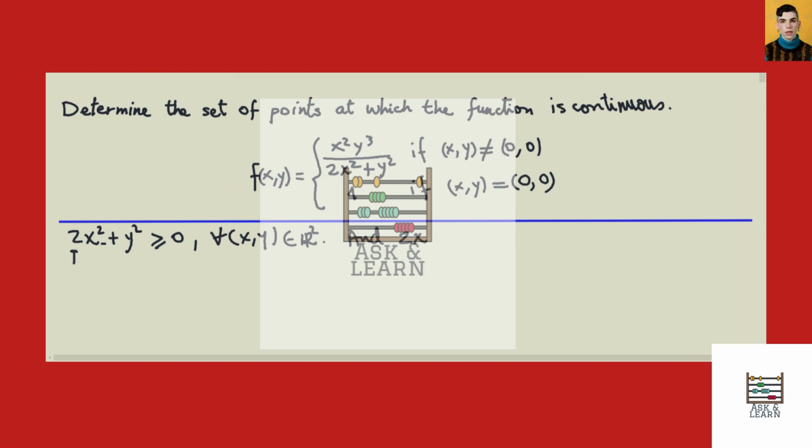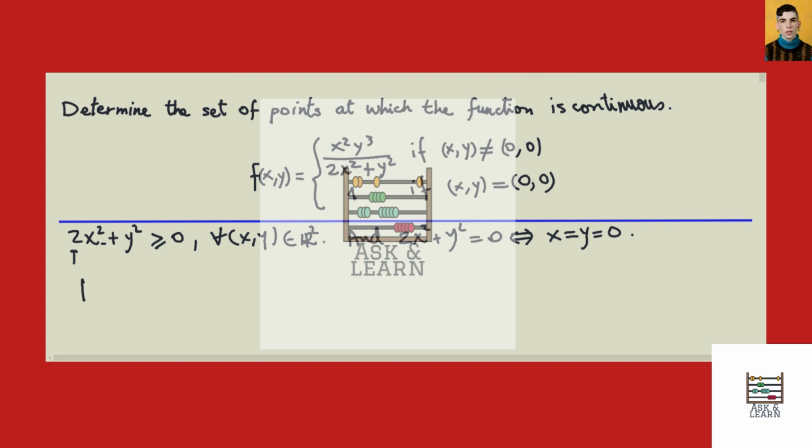So 2x squared plus y squared is equal to 0 if and only if x equals y equals 0. It means that the fraction x squared times y cubed over 2x squared plus y squared is well defined at all points different from the origin.